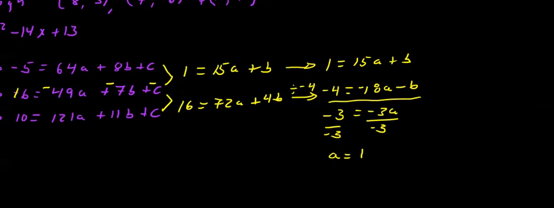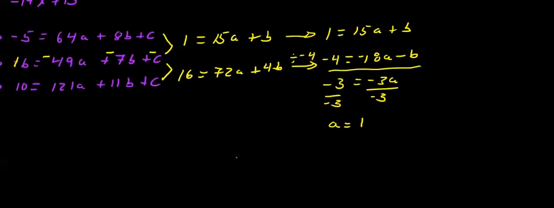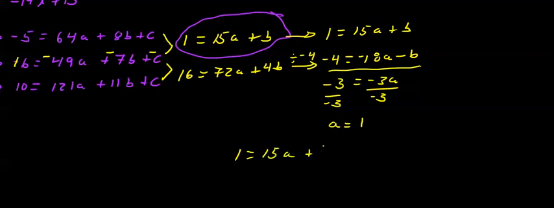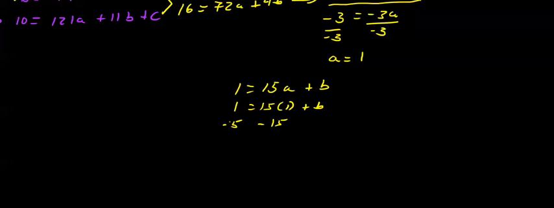Now, I'm going to find b. Looking at this equation right here, 1 is equal to 15a plus b. a is 1. 15 times 1 plus b. Subtract 15, because 15 times 1 is 15. And I get negative 14 is equal to b.